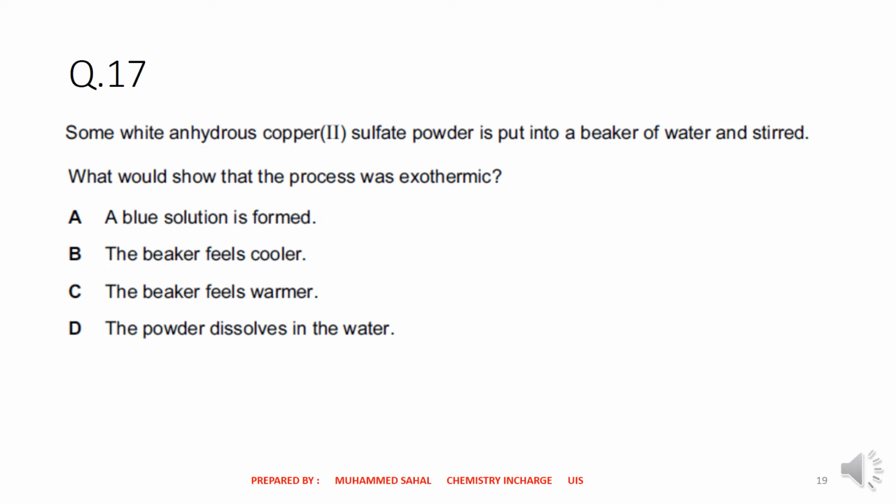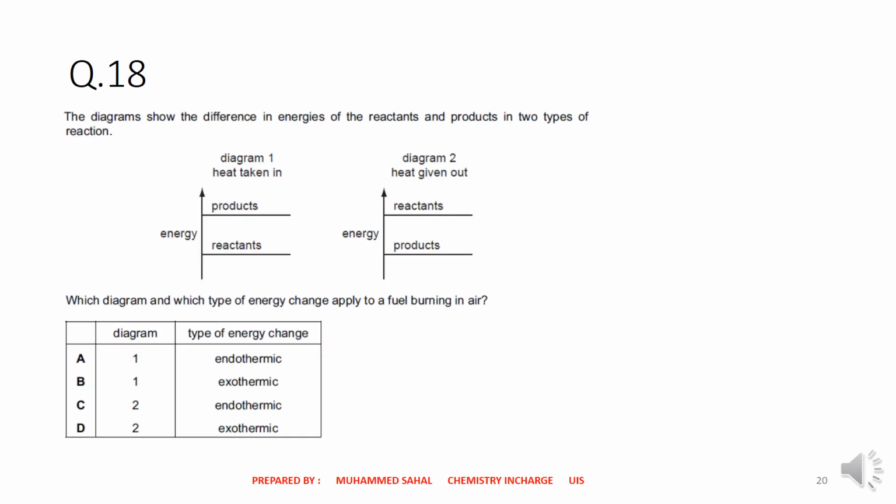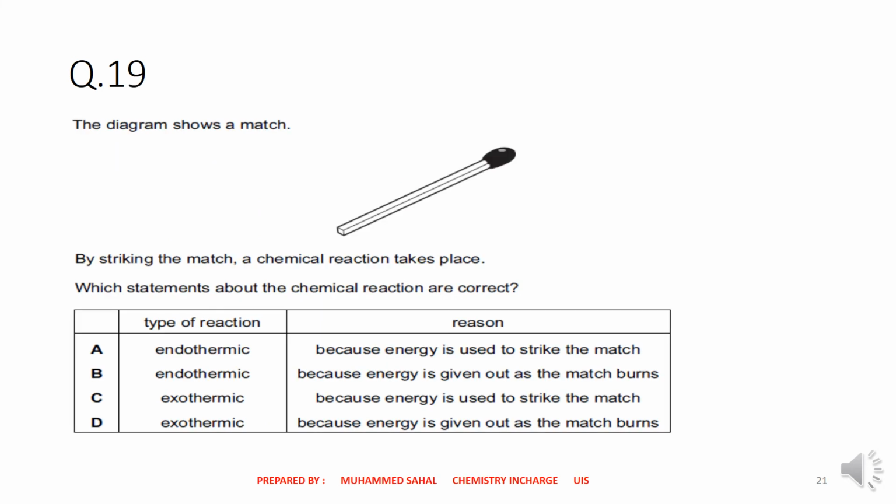Option C. The diagram shows the difference in energies of the reactants and products in two types of reaction. Which diagram and which type of energy change apply to a fuel burning in air? Option D. The diagram shows a match. By striking the match, a chemical reaction takes place. Which statements about the chemical reaction are correct?